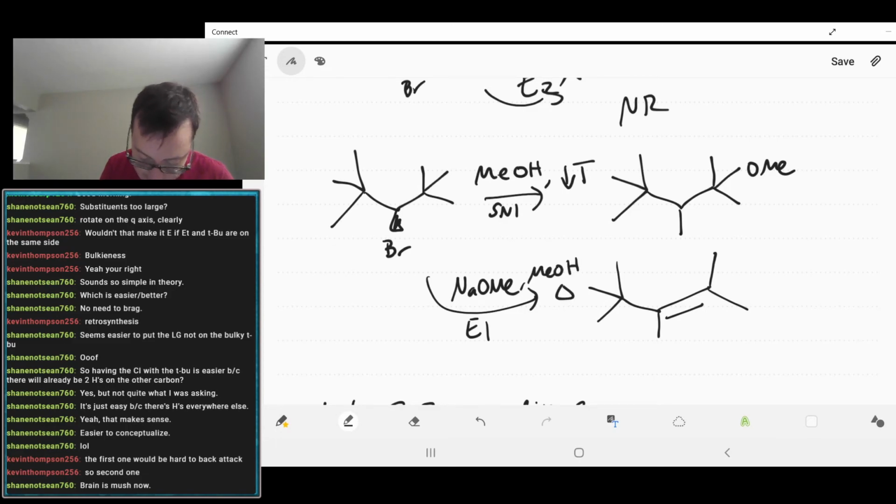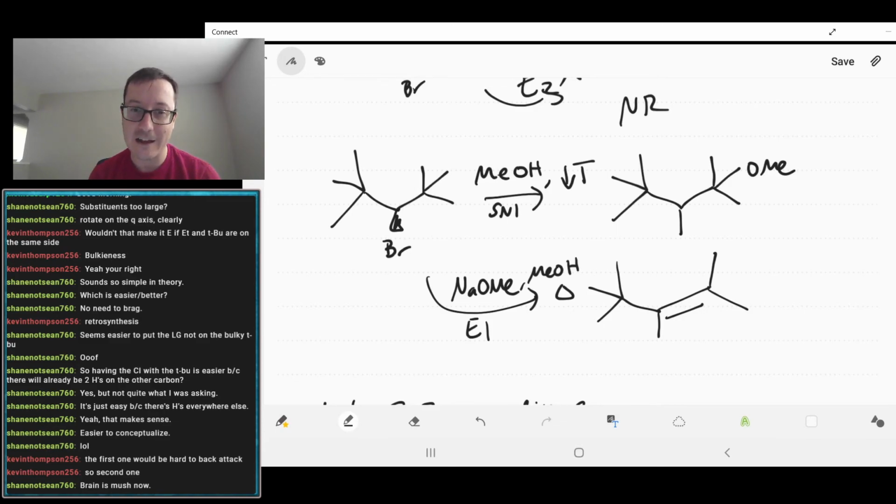To get this one, ideally we'll put the base with its conjugate acid, heat it up, and we'll very likely get our E1 product. So depending on the conditions you use, your solvent, your temperature, will determine what your major product will be. Unfortunately, with this, they've got a lot of options.